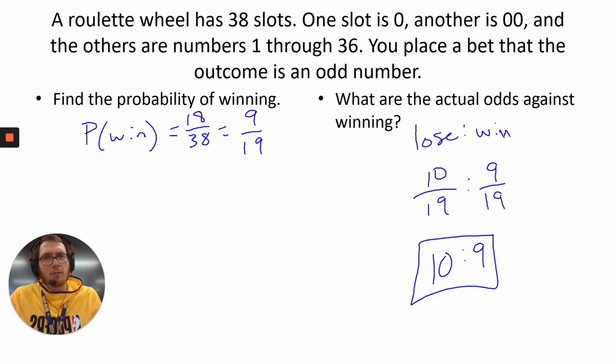The idea is kind of like relative frequency. The more you go through the process, that's what's going to happen. So 10 to 9 would be the actual odds against winning, excuse me.